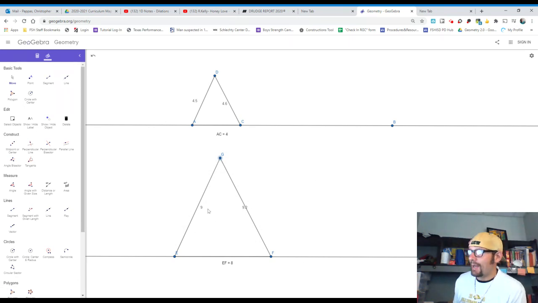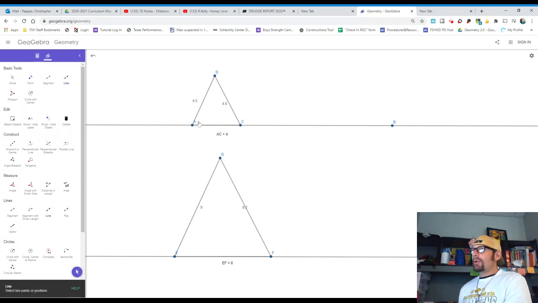Again, our 9 and our 8 should be set, okay? So all we can really move is our point G to make a 9.2. All right, so now here's our two triangles, okay? All the sides are equally proportional, okay? 8 is double 4, 9 is double of 4.5, 9.2 is double 4.6, okay?